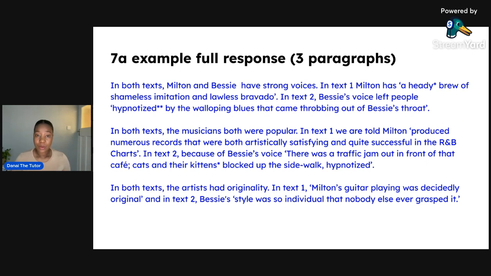That's it, okay? And the rest of the paragraphs have the same structure. A point, okay, in both texts, and you state your similarity. You provide your evidence for text 1, and then you provide your evidence for text 2. There is no explanation of techniques, no explanation of ideas, no explanation of the meaning of the quote, nothing like that, okay? And this is all you need, and you can get full marks for this response by answering the question in this way, okay?